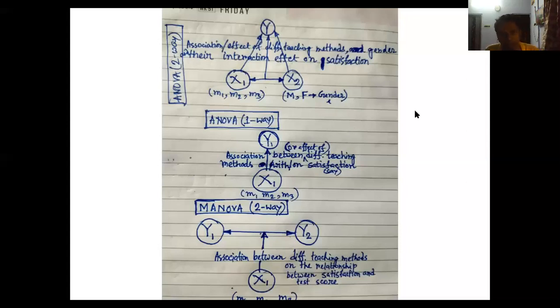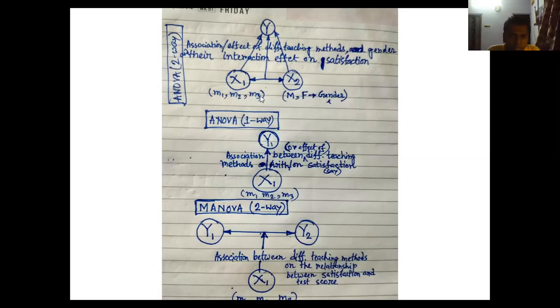Here one thing is very interesting to notice: in the case of two-way ANOVA, you are getting three arrows. You are considering the effect of these variables and also the effect of the interaction on the response variable. But in the case of MANOVA, there are not three arrows, there is only one arrow. You are considering the effect of your independent variable on the relationship or interaction between the dependent variables.